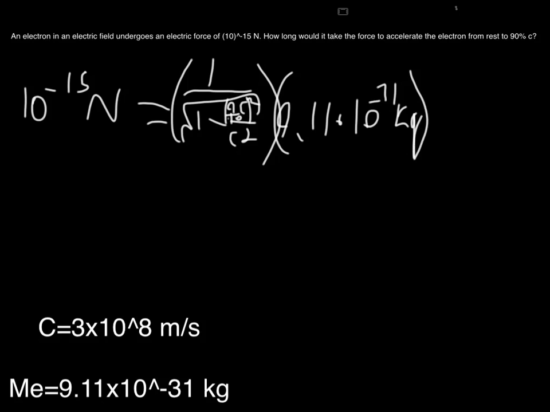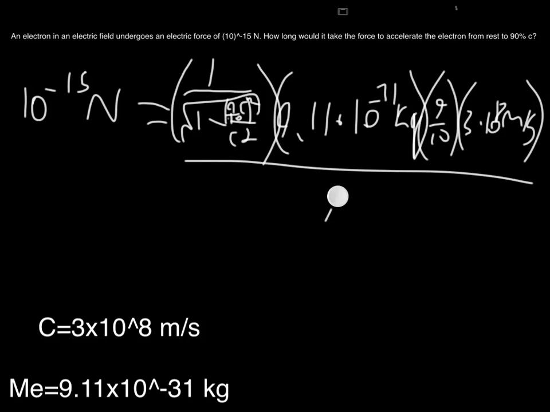Now we have to do change in velocity. We know the speed of light is 3 times 10 to the 8 meters per second. And the electron going 90% speed of light as its final speed, and its initial speed is 0, so you do the final speed 90% speed of light minus 0, which is just 90% speed of light. So we have 9/10 times c, and c is 3 times 10 to the 8 meters per second.